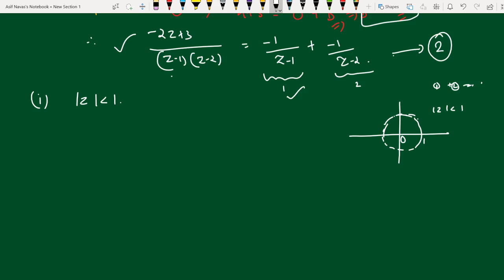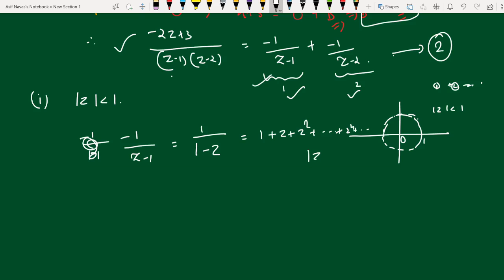Now we will find the Laurent series expansion of both terms and add them. Minus 1 by z minus 1, we can write as 1 by 1 minus z. And we know this is 1 plus z square plus etc. plus z power n plus etc. This is valid when mod z less than 1. This is the Maclaurin series. Now similarly, what will be this?